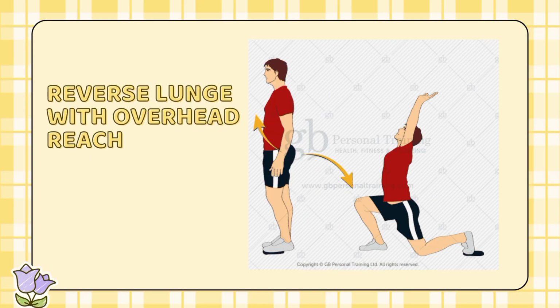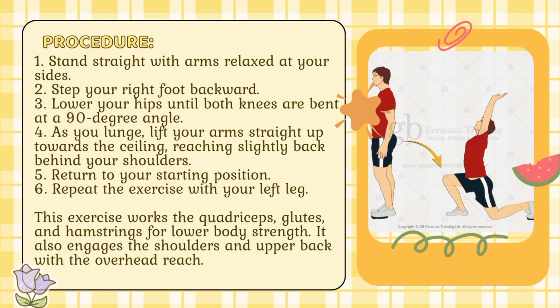Next, we have reverse lunge with overhead reach. To do the reverse lunge with overhead reach, first, stand straight with arms relaxed at your sides. Second, step your right foot backward. Third, lower your hips until both knees are bent at a 90-degree angle. Fourth, as you lunge, lift your arms straight up towards the ceiling, reaching slightly back behind your shoulders.